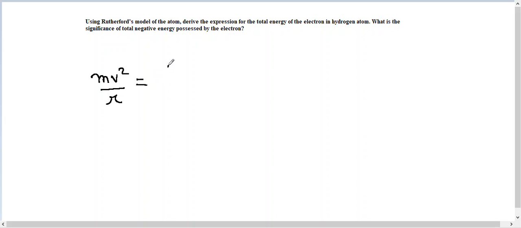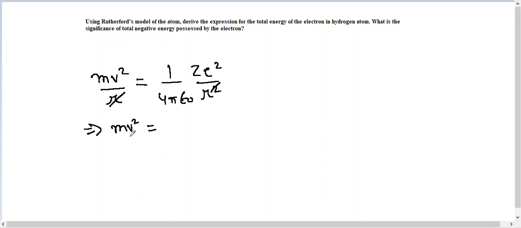So the formula of electrostatic force is equal to 1 upon 4 pi epsilon naught Z E square by R square, where Z is the atomic number of the atom, R is the radius of atom, E is the charge of an electron, and m is the mass, v is velocity, r is the radius. So we're going to cancel one of the r, and therefore we can say that mv square is equal to 1 upon 4 pi epsilon naught Z E square by R. We're going to name it as equation 1.